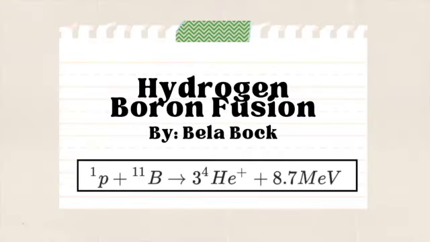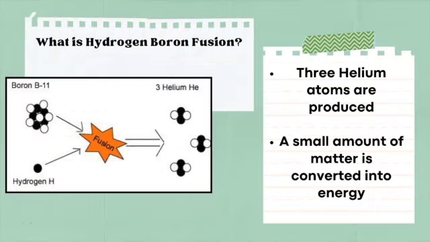Hi, it's Bella, and today I'm going to talk about how hydrogen-boron fusion is the next big step in reversing the effects of global warming in our atmosphere. Here at the bottom of the page is the chemical equation of hydrogen-boron fusion. As you'll see, an isotope of boron is used in fusion, boron-11. You may be asking, what even is hydrogen-boron fusion?